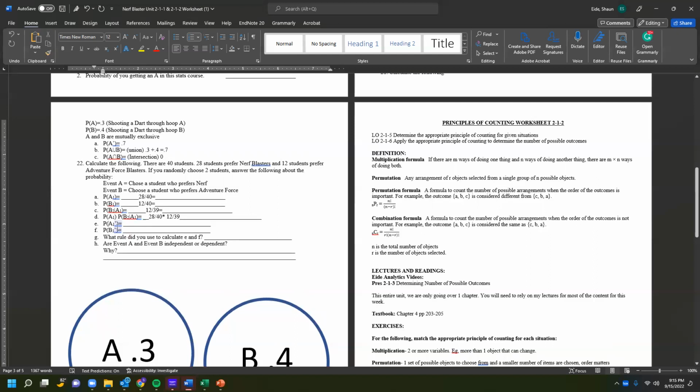Then once again, coming right down here, what is the probability of the first person not choosing a Nerf gun? The probability of the first person not choosing the Nerf gun is 1 minus the probability of them choosing the Nerf gun, which is 28 divided by 40. So 1 minus 28 divided by 40. Then the same thing here, the complement rule. What's the probability of them not choosing the Adventure Force? It's going to be 1 minus the probability of them choosing the Adventure Force, which is 12 divided by 40. What rule did you use to calculate E and F? That rule is, once again, the complement rule.